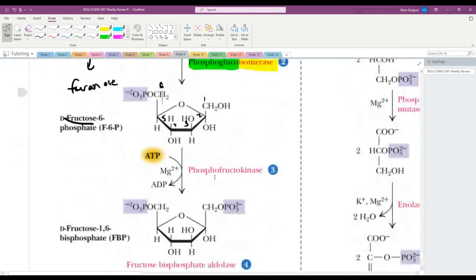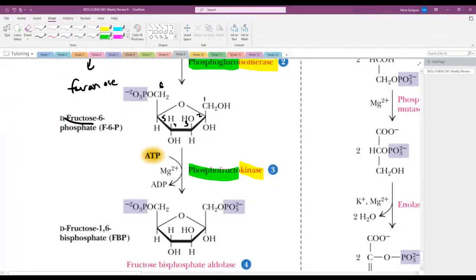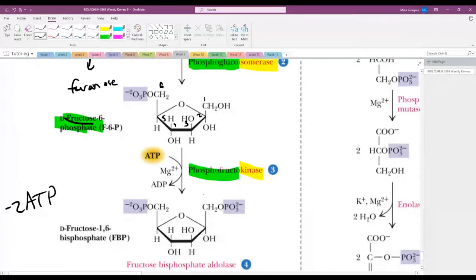Why do we change its form? For the next 2 steps. Right? So now we're using phosphofructokinase, right? Once again, kinases add/remove, in this case add phosphate groups using ATP. Phosphofructo is the thing it's acting on, which is fructose that's been phosphorylated. Again, super easy, it's in the name. All right, we've used another ATP, so now we're down to -2 ATP, right?